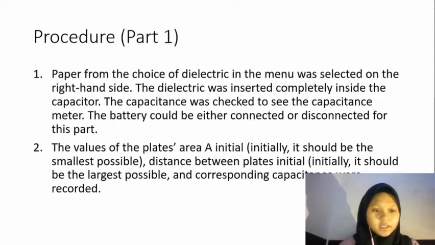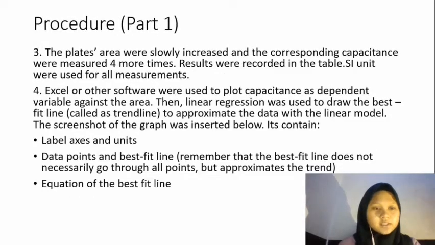The second step is the values of the plate area A initial and the distance between plates initial. The plate area initial should be the smallest possible, and the distance between plates initially should be the largest possible, and the corresponding capacitance was recorded. The third step is the plate area was slowly increased, and the corresponding capacitance was measured 4 more times. Results were recorded in the table. SI units were used for all measurements.